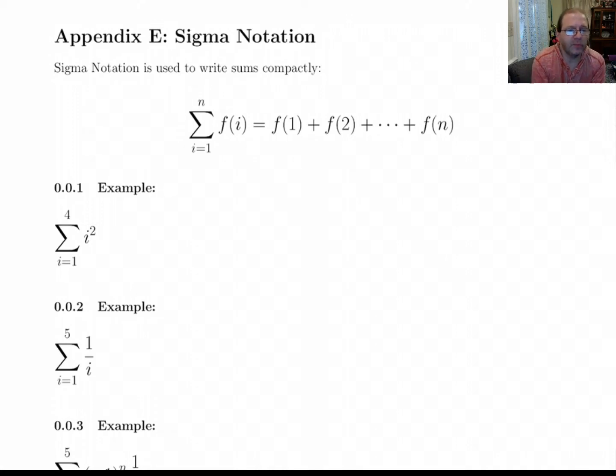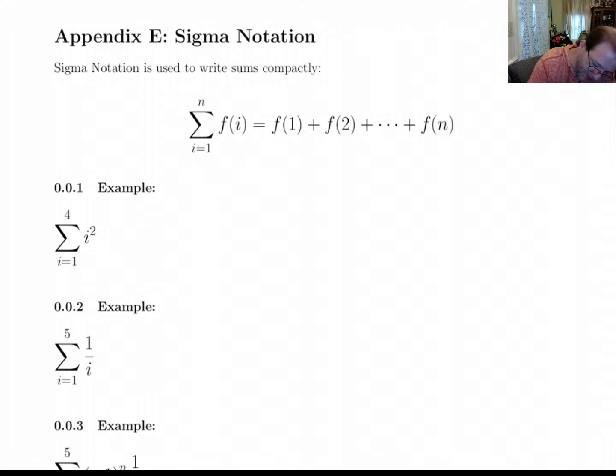All right, we're going to look at Appendix E, which is on sigma notation, because this gets used a good bit in Chapter 5. So sigma notation is just a way that we can write sums out in a compact manner. So we've got the capital sigma over here, and around it we've got several things.